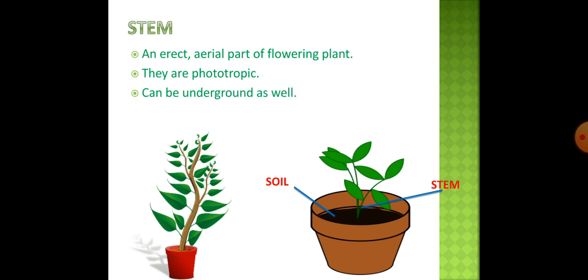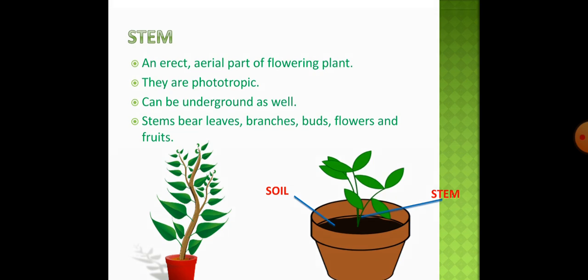Next point is they can be underground as well. In specific plants, stem is found underground also. And last point is stem bears leaves, branches, buds, flowers and fruits. It gives support to leaves, branches, buds, flowers and fruits.